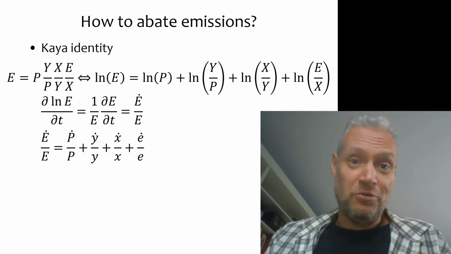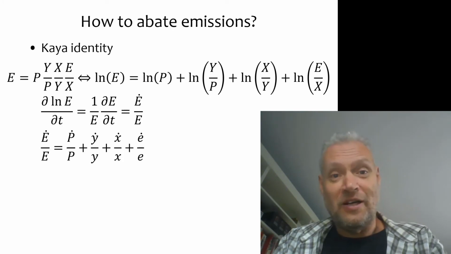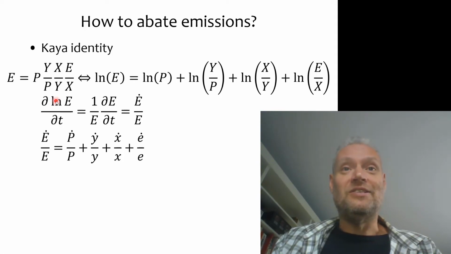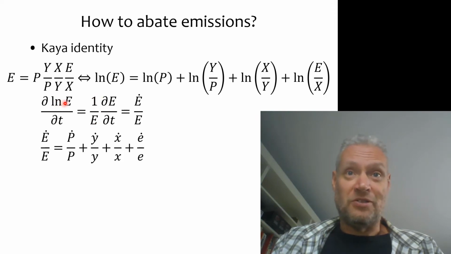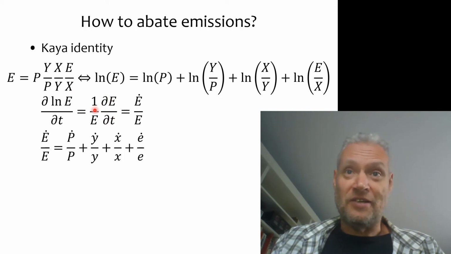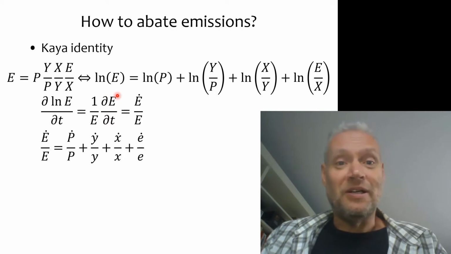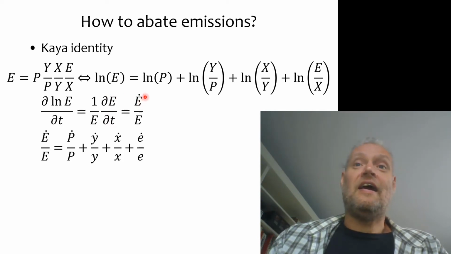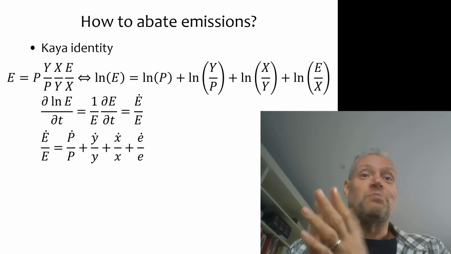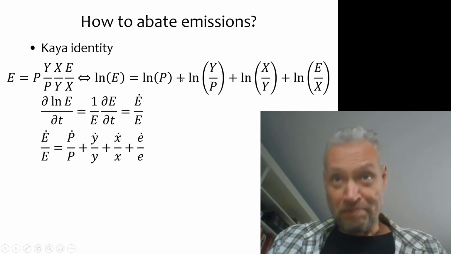The next step what we can do is take on both sides of the equation the first partial derivative to time. So d ln E is 1 over E, that's the first partial derivative of log E, times dE dt. This is just chain rule. dE dt is commonly written as E dot. And what we have here is that this is the change in E, and this is E itself. So this is the proportional growth rate of E.